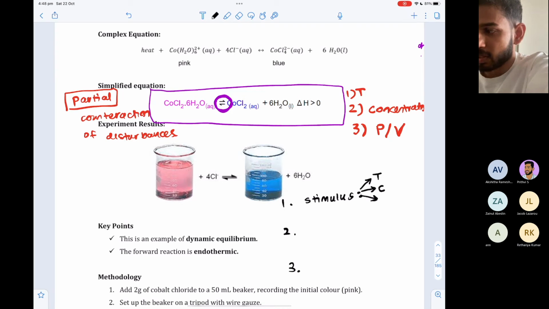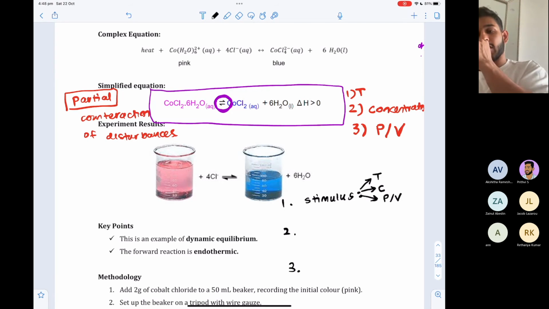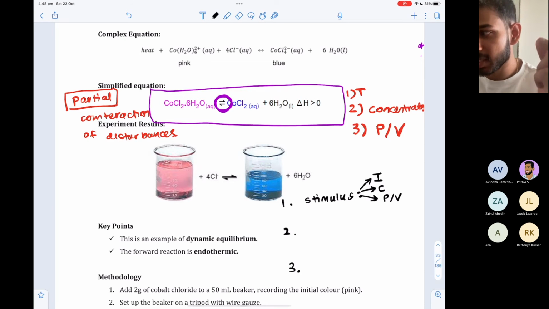So concentration, and then pressure and volume as well. Very good. Right? So you always need to define it in terms of that. I don't want you to tell me substance X was added, substance Y was removed, the vessel got bigger. I want you to tell me the concentration of substance A went up, the concentration of substance B went down. Since the vessel was increased in size, the pressure of every substance decreased. So I want you to always explain in terms of T, C, or P/V. Make sense, everyone?